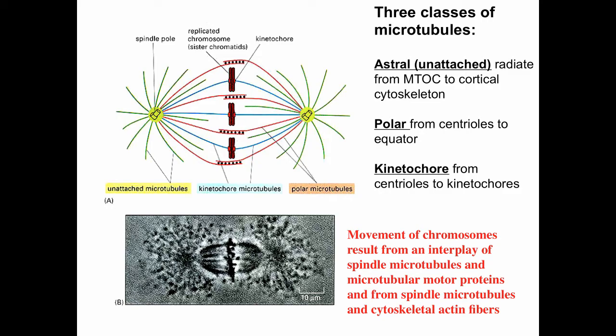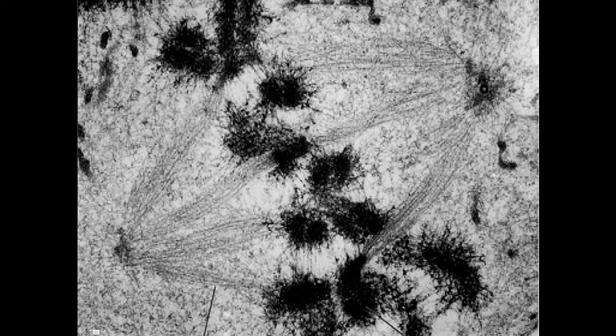This micrograph just shows the spindle poles. You can actually see a cross section and a longitudinal section of one of the pairs of centrioles, and you can see the microtubules going towards the kinetochores on the chromosomes. And lest you think that it's only one microtubule going to each kinetochore, it's clear there are multiple microtubules attaching to each kinetochore on each chromosome.